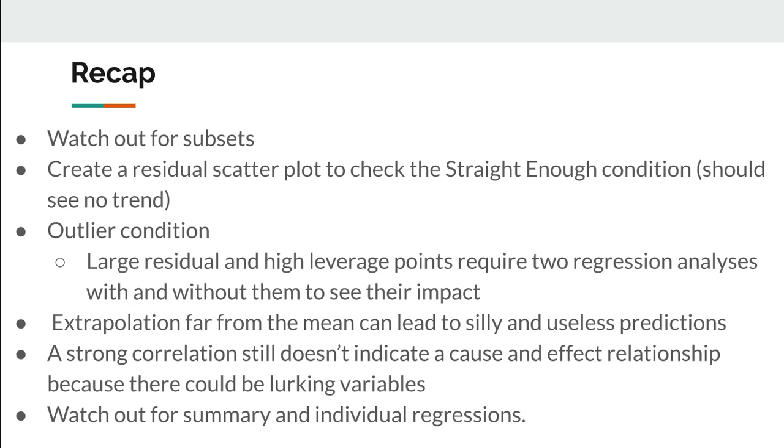And then watch out for summary and individual regression. They're going to be different. Summary is going to be more condensed, closer to the line of best fit, whereas individual regressions are going to vary a little bit more and have larger residuals. And then that's it.